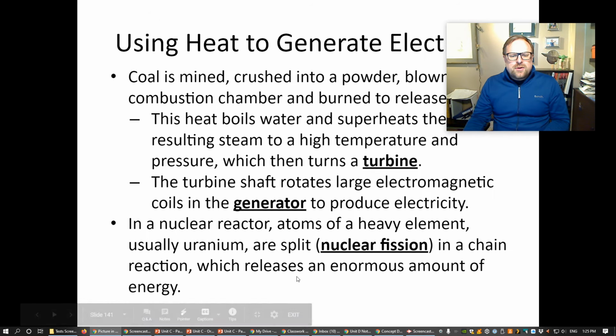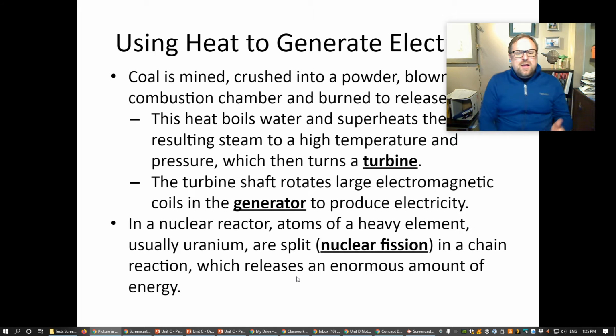In a nuclear reactor, atoms of a heavy element, so we're going to switch gears for a second. A nuclear reactor, which I suppose could be considered an alternative form of energy because it's not combustion in this case. In a nuclear reactor, what we do is we take atoms of a heavy element, usually uranium, which is a very radioactive element, and we split them. Basically, we fire a slow-moving neutron at the uranium atom, and the uranium atom's nucleus is almost bursting with neutrons and protons.